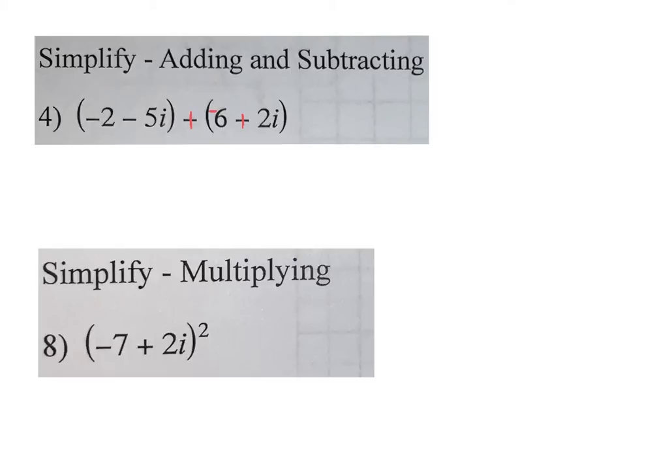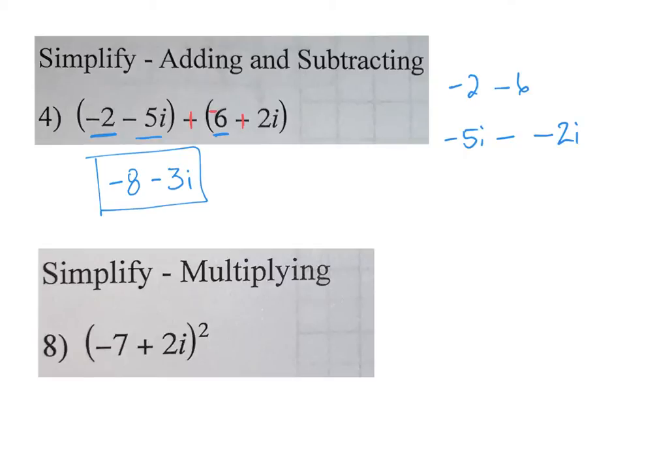Right, so combining my like terms, I have -2 plus a -6, which gives me -8. And then I have -5 plus a +2, which gives me -3i. And that would be my answer.